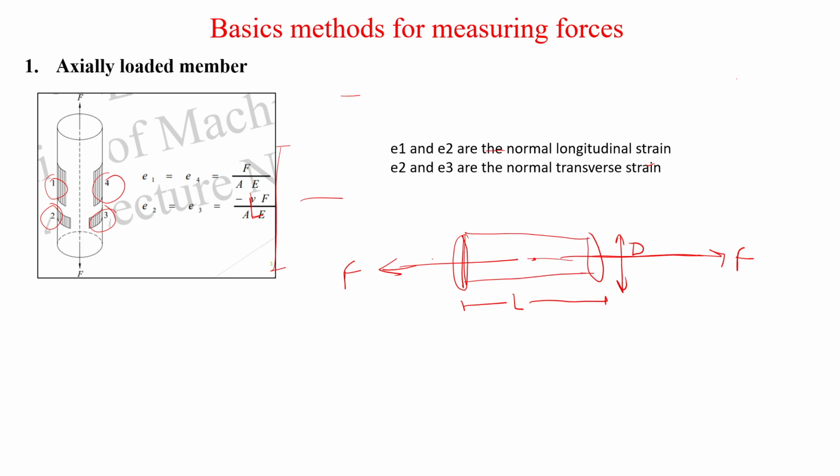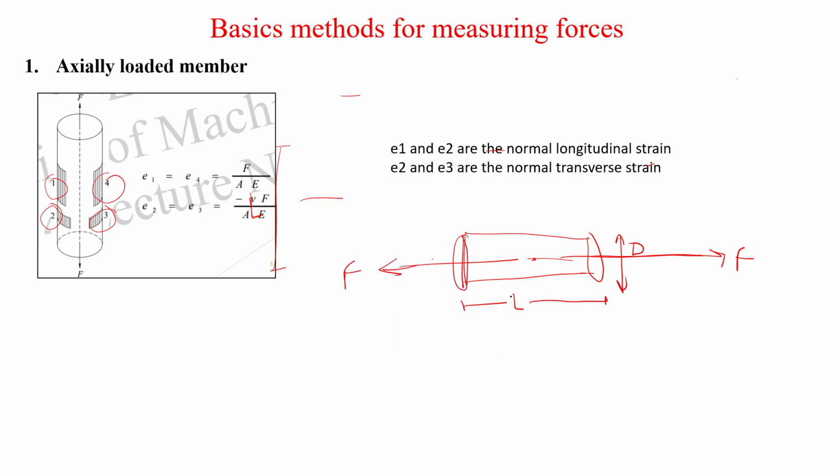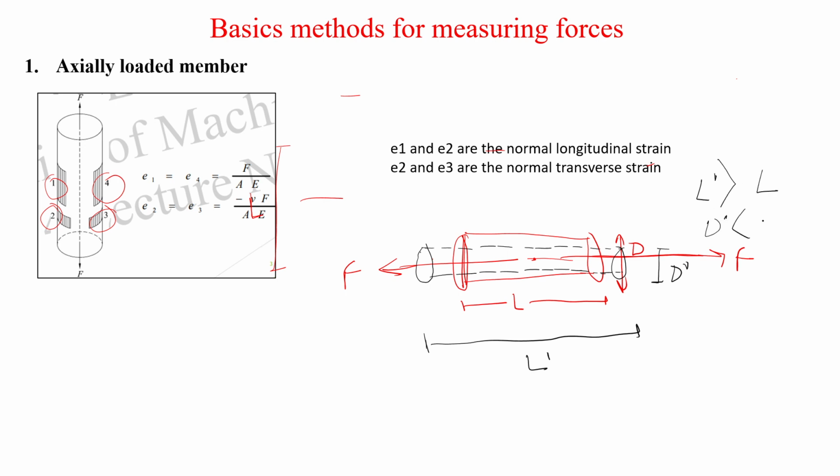Okay, so after some time, if we are pulling it, it will stretch, right? So it will somehow become like this. See, its length will increase, but its area will decrease, right? Yes, sir. Like this. So now the length becomes L dash and the area becomes D dash. So L dash is greater than L, but D dash is less than D. Is it clear?